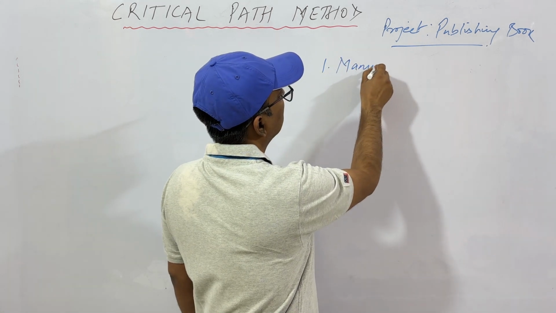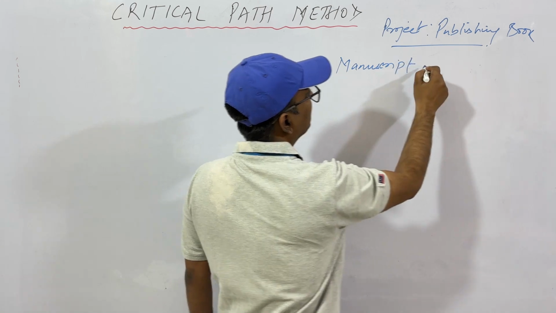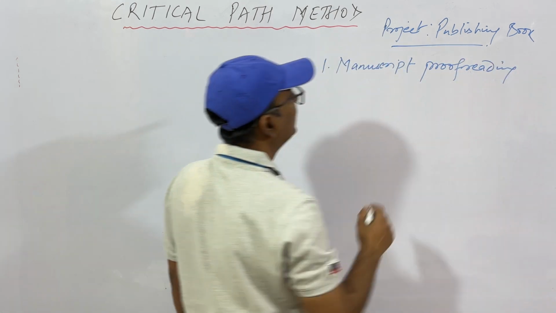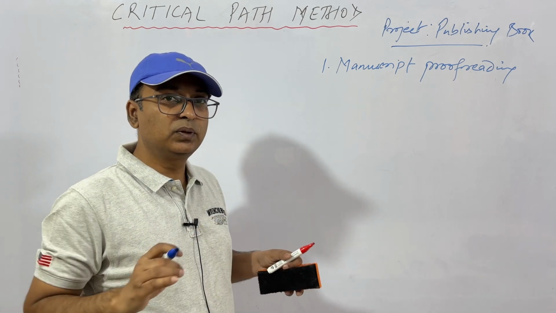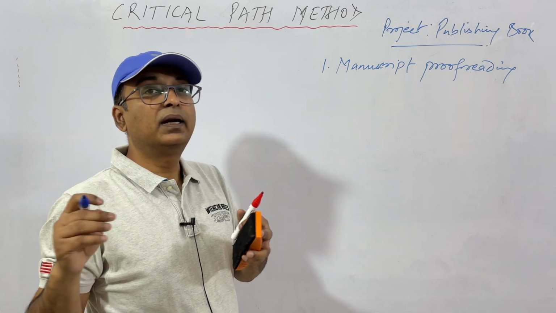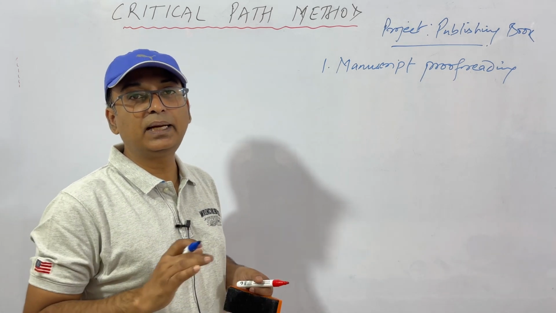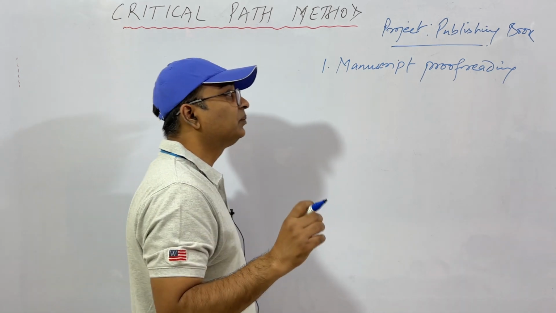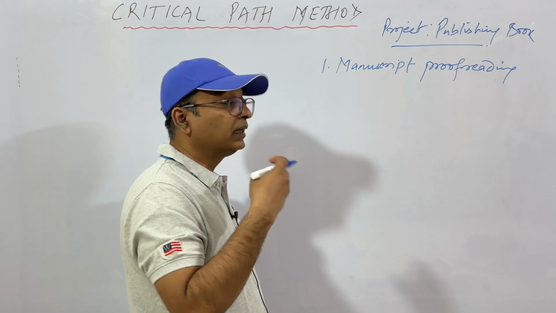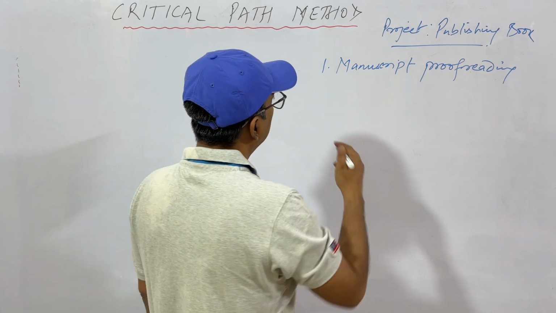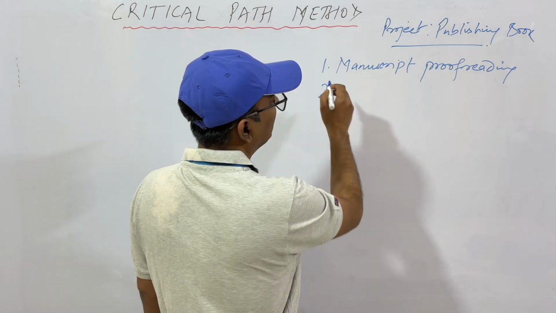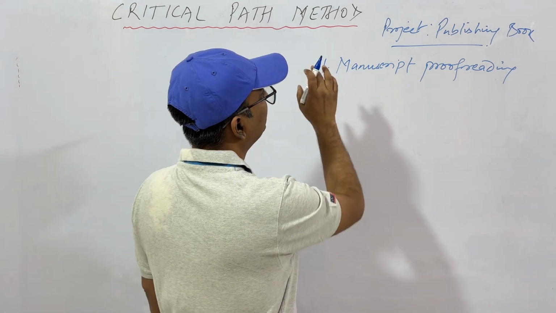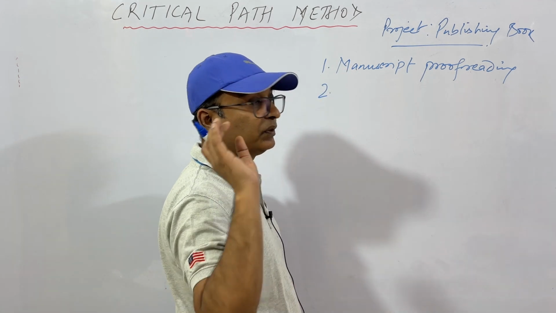So manuscript proofreading. What is this? You must be knowing. I'm just telling you. Manuscript is written. I have written the book. Then what I have done? I have given it to someone who has typed it in a computer, and then the final printout is out. So that is called manuscript proofreading. Reading it again, whatever has come out. So read it. If there are any errors, you have to rectify the errors. So first activity is manuscript proofreading.